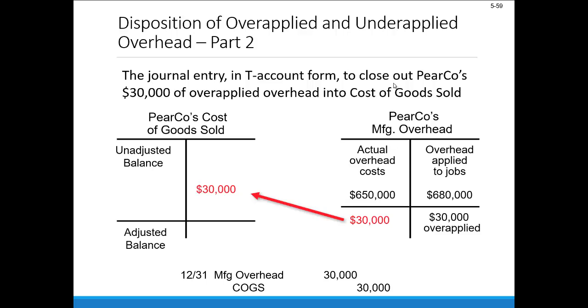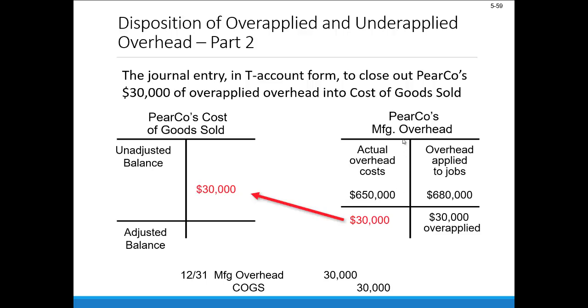Pearco had 30,000 in overapplied overhead. So if we're closing this all out to cost of goods sold, we would have a debit to the manufacturing overhead account for 30,000 to get that balance to zero, and then a corresponding credit to cost of goods sold for the same 30,000. And I've illustrated that in the T accounts here as well.